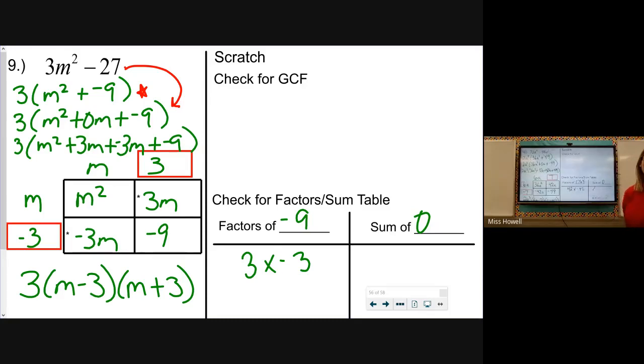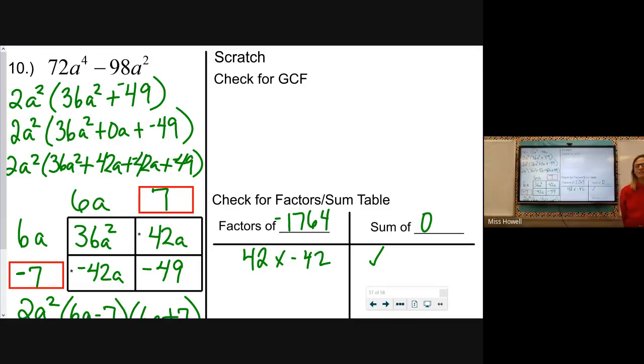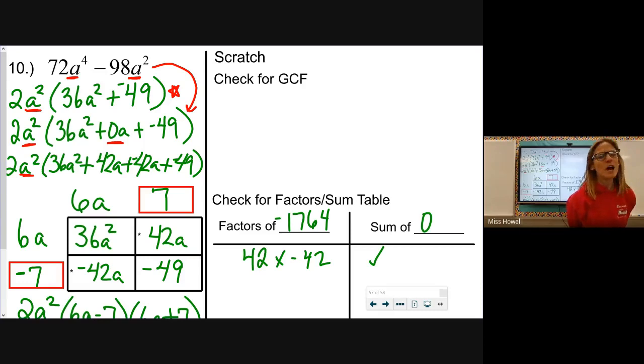All right, last one for our packet, number 10. Our GCF here is 2a squared. Be careful. If I don't pull out this a squared, I'm going to get stuck the whole rest of the way. This has 4 a's, this has 2, so they both at least have 2 a's. That's part of the GCF. Make sure you pull that out. Now I'm allowed to go straight from here to here where I do my GCF and add in this. There are no a to the first terms. And this one that's in between is my optional one that takes me baby steps to get there. All right, our magic combo here that works is 42 and negative 42.